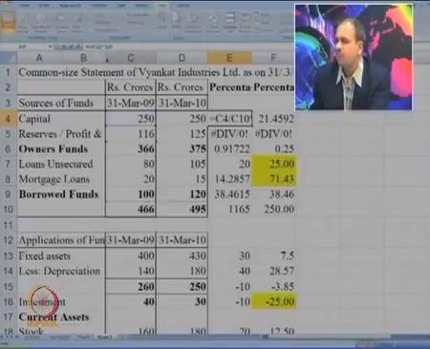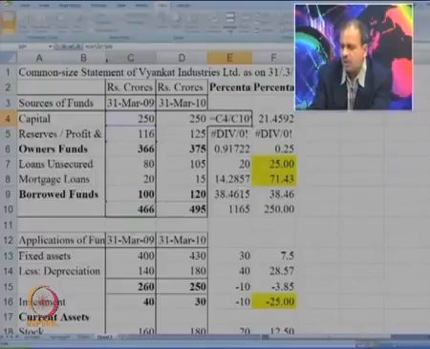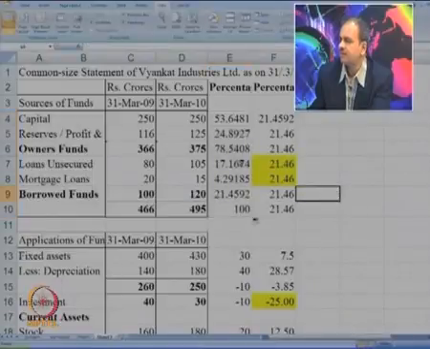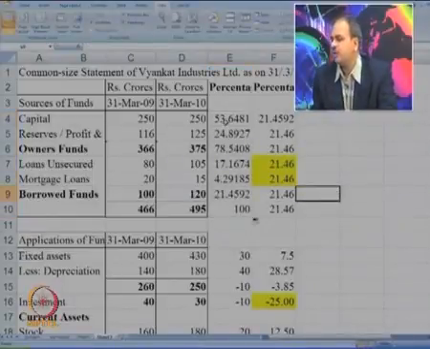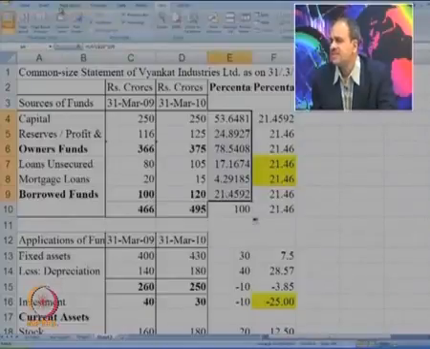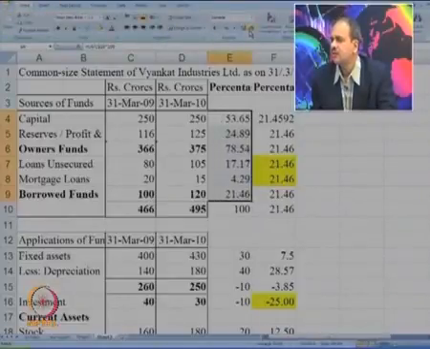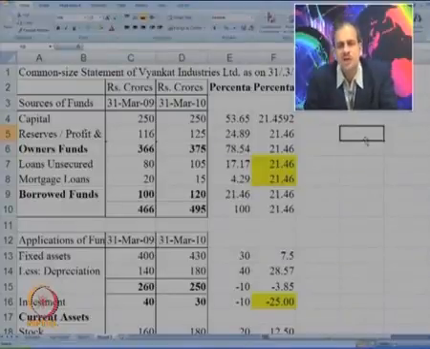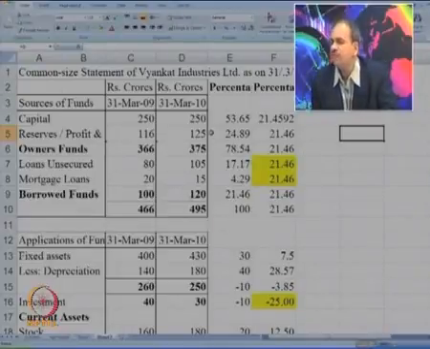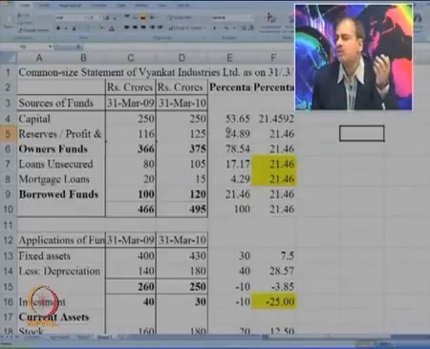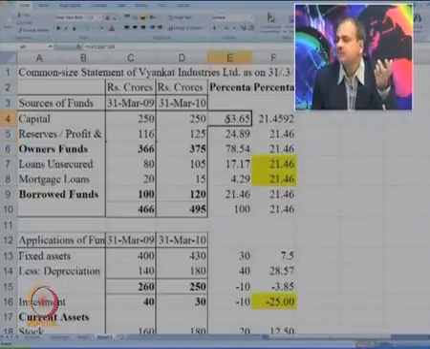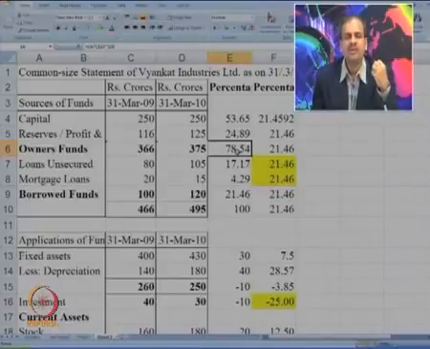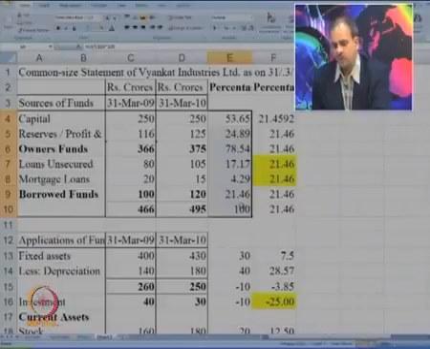So, it is C4 divided by C10, which makes it 55. Now I think it will be clear to you. I will just try to reduce the decimal places. Okay. Does it make sense to you now? So, 53% of the total funds is contributed by capital. 78% is the owner's fund. These types of interpretations are possible. First, let us do it for both the years.